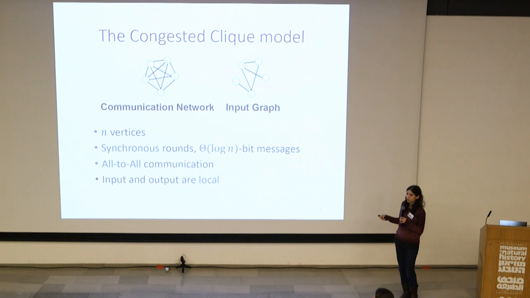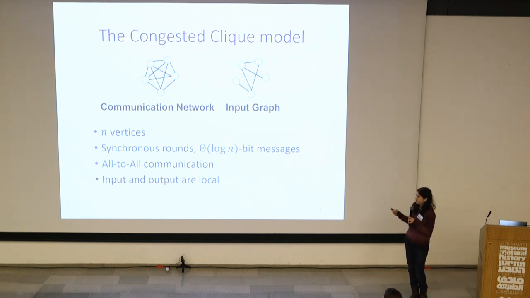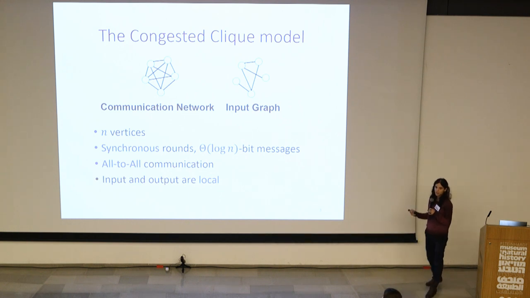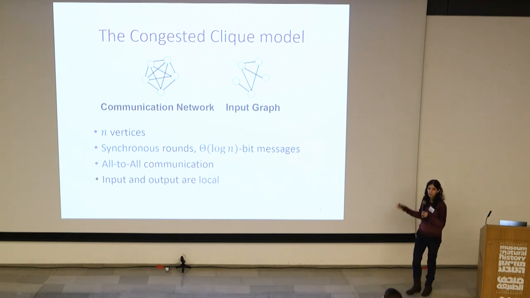So in this talk, I'm going to focus on the congested clique model. In this model, we have a communication network of n vertices that communicate with each other by sending Theta(log n) bit messages in synchronous rounds. So in each round, each vertex can send a Theta(log n) bit message to each other vertex. The communication network is a clique. This means that everybody can talk with everybody.